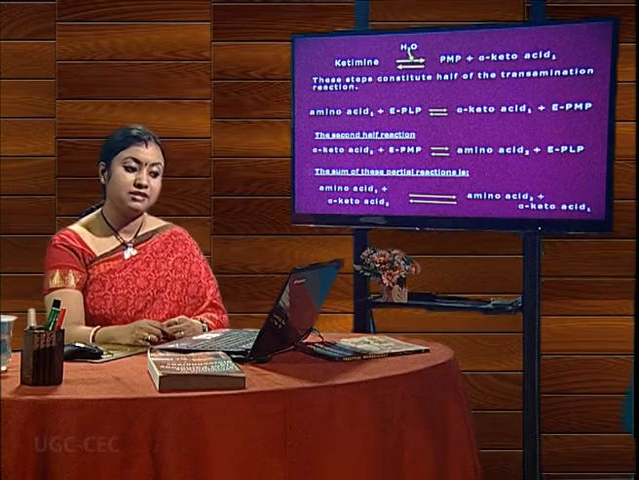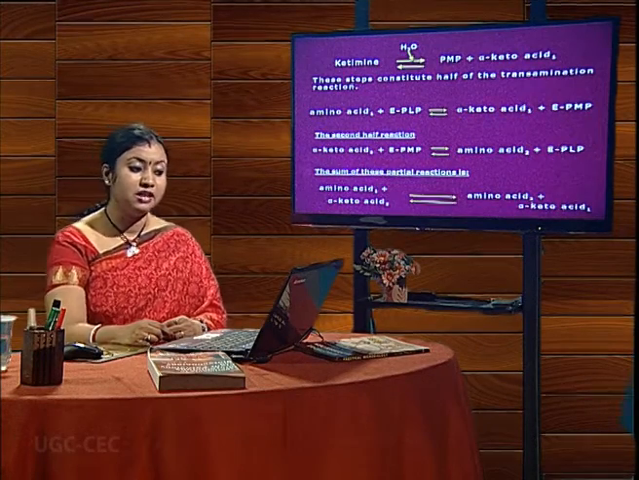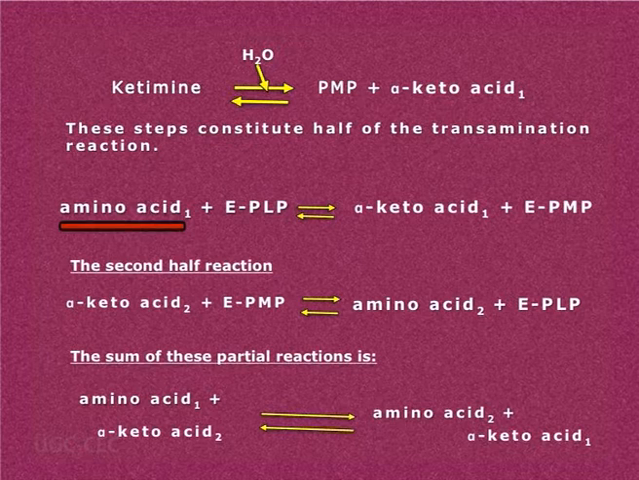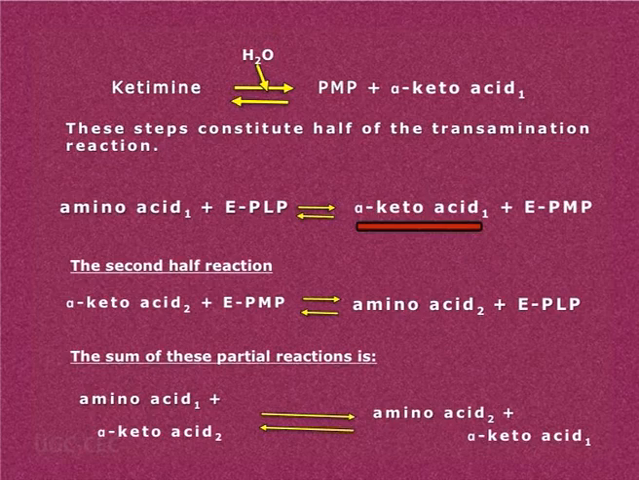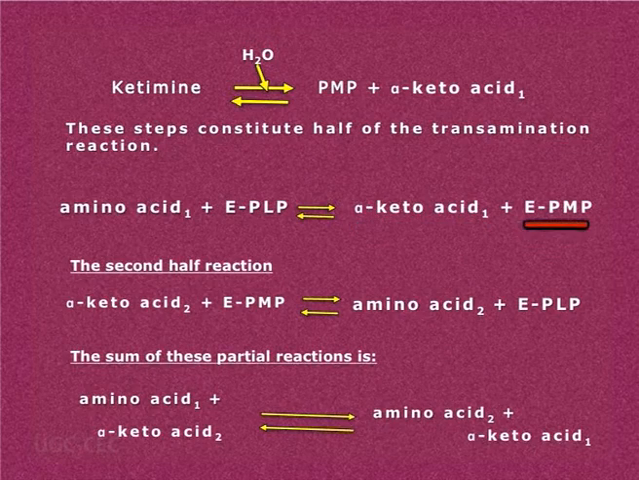To summarize the first half of this reaction, it is the reaction between amino acid 1 and enzyme-bound PLP to generate alpha keto acid 1 and enzyme-bound PMP. Now the second half of the reaction is just the opposite of the above pathway.